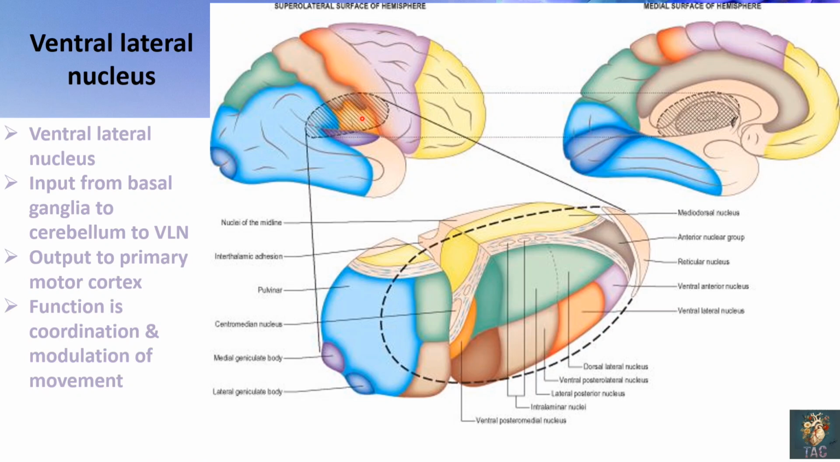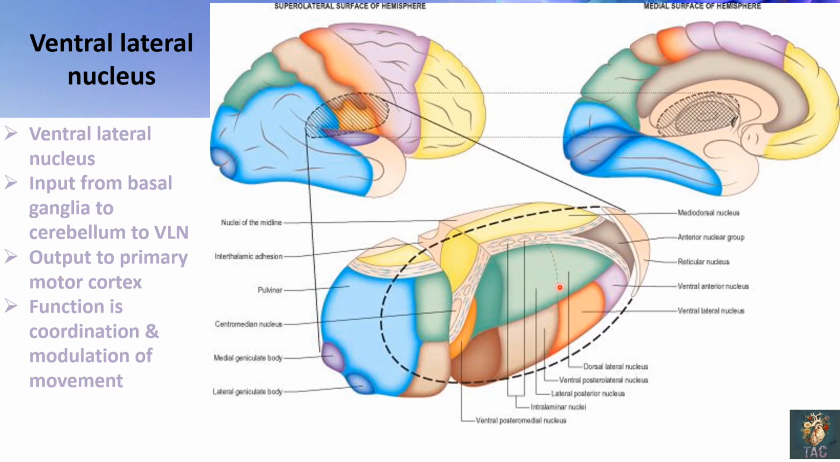The main function over here is coordination and modulation of the movement. So please differentiate between these two areas. The ventral anterior is related with initiation of the movement, and the ventral lateral nucleus is related with the coordination and modulation of the movement. These are very important. So these two nuclear groups are related with the motor system.